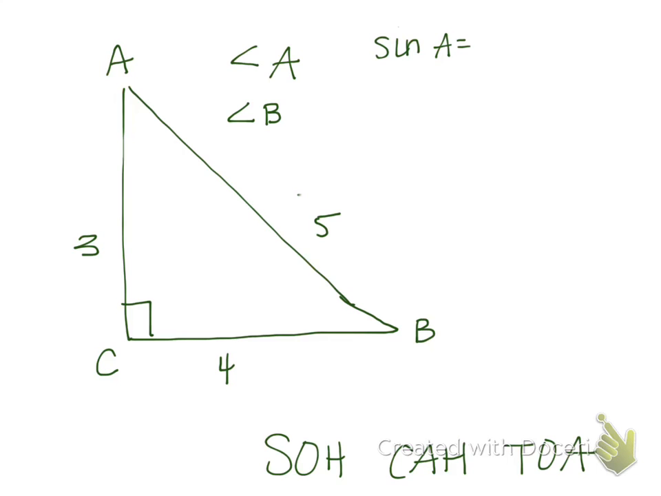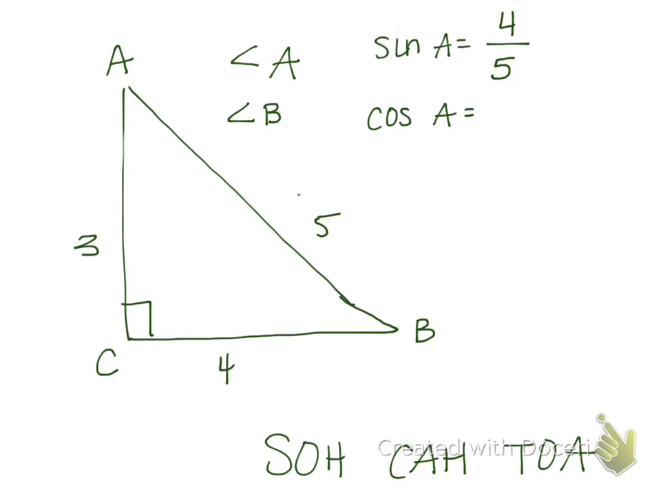Opposite over hypotenuse. So let's look from angle A and let's draw a line directly to the opposite. What is opposite of angle A? 4. So we're going to write 4 over the hypotenuse. Which one is always the hypotenuse? The longest one, which is 5. Perfect. Okay, now let's find the cosine of angle A.